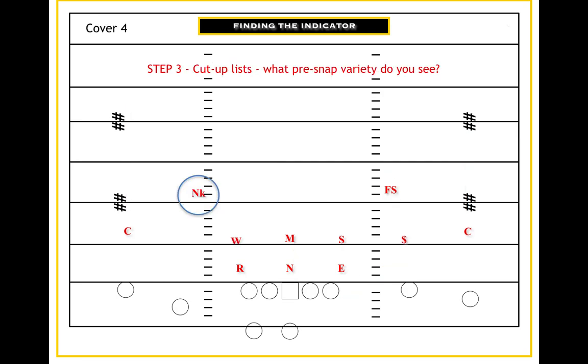After that, we're going to go through and start to look at those cut-up lists that we put together. So maybe we filter out all of our quarters, and now we're just going to look at our quarters. Was there consistency in where he lined up? In this particular example with quarters, we noticed that he was lining up on or near the hash.